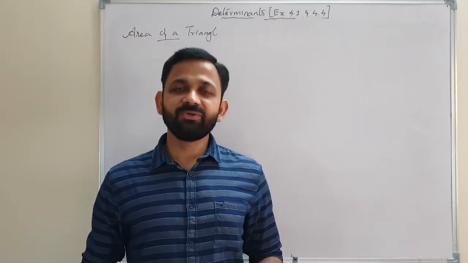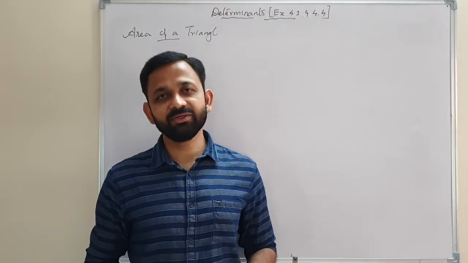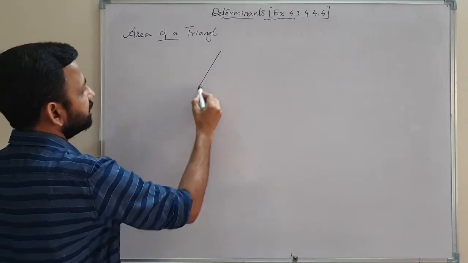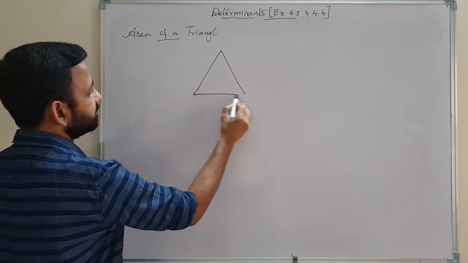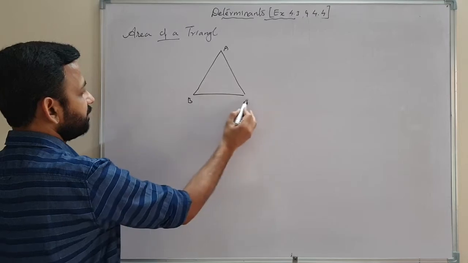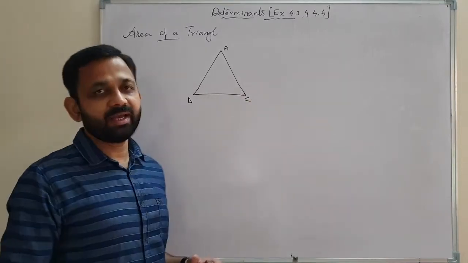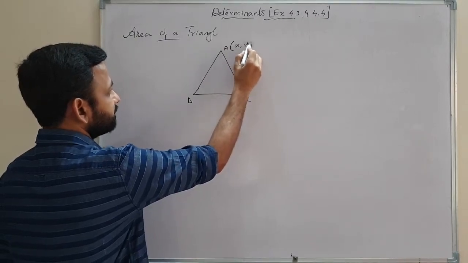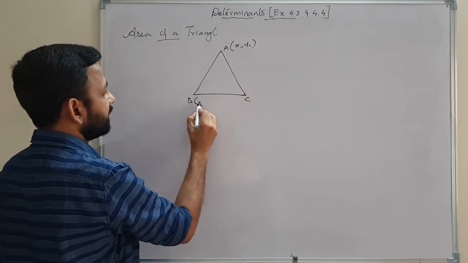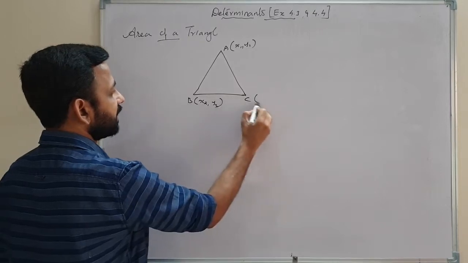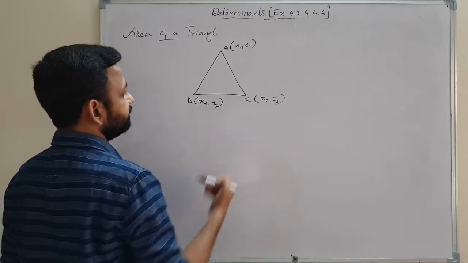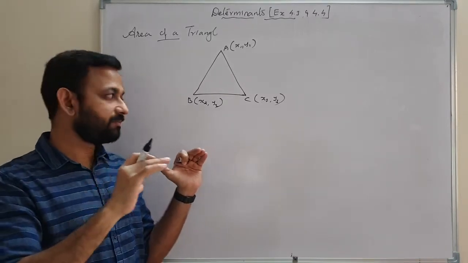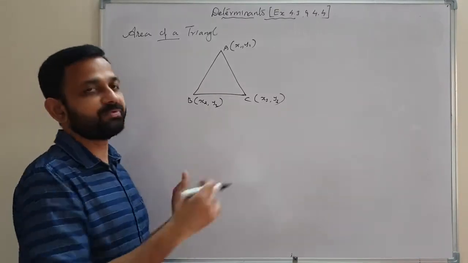Today we will learn how to find the area of a triangle using determinants. ABC is a triangle, and the vertices of the triangle are given as x1, y1, x2, y2 and x3, y3. If the vertices of a triangle are given, then we learned in 10th standard how to find the area of the triangle.